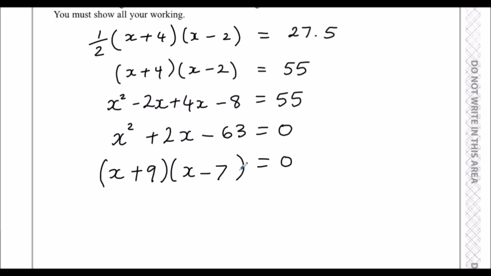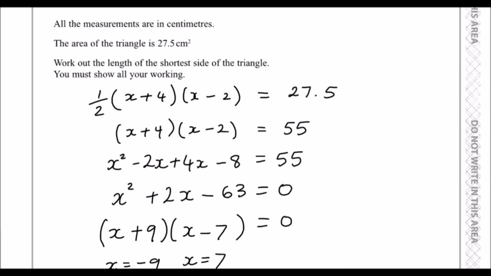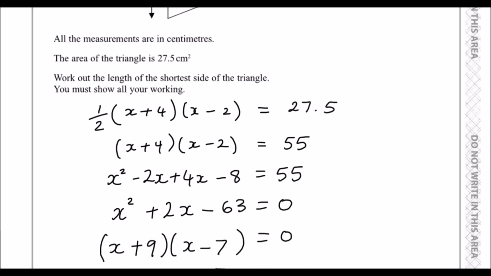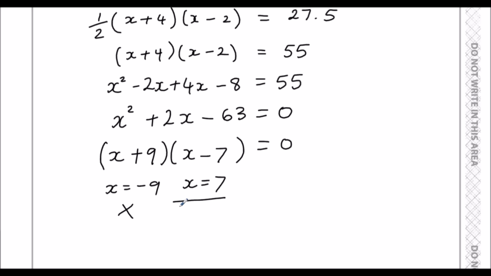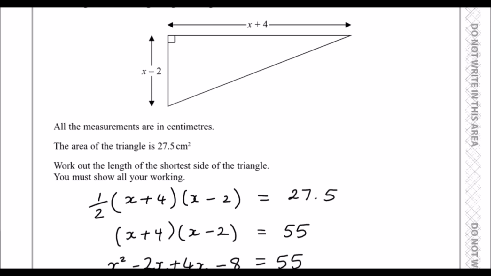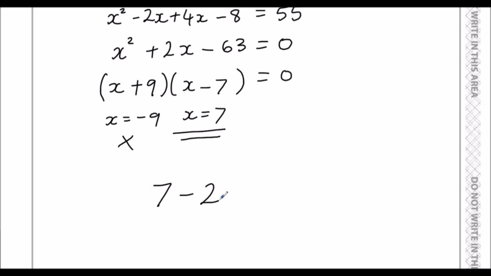So what's x equal to? For this to be equal to 0, either the first bracket's got to be 0, so x would have to be negative 9, or the second bracket 0, so x would have to be 7. And x can't be negative 9, otherwise these lengths would be negative, so x must be 7, and the shortest length is 7 take away 2, which is 5 centimeters.